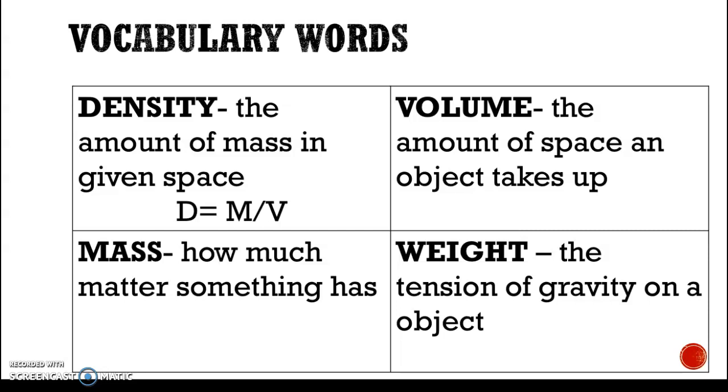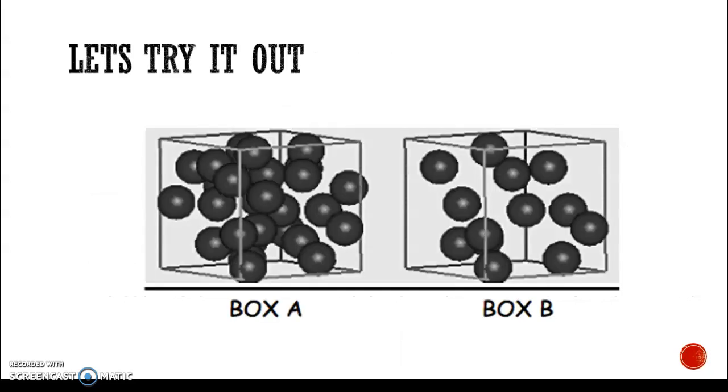Now, when it comes to chemistry, we end up using these two words interchangeably, mass and weight. But know that we're always taking the mass of an object, never the weight of the object. Always the mass. So, let's try this out and let's see if you can get it. Which box has the most density, box A or box B? Go ahead, think about it, and then when we have the live session, we can discuss it.